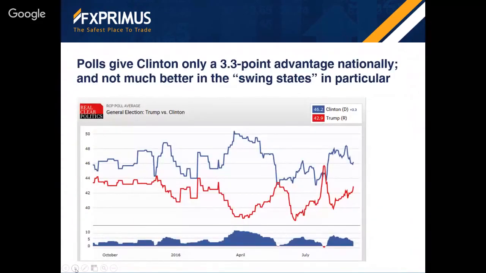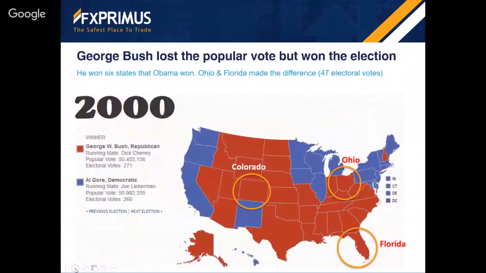Now, the reason this is so important and the reason people are really counting the states is because the vote is so close. The polls give Clinton nationally only a 3.3 percentage point advantage. And it's not much higher than that in those very important swing states. Florida.